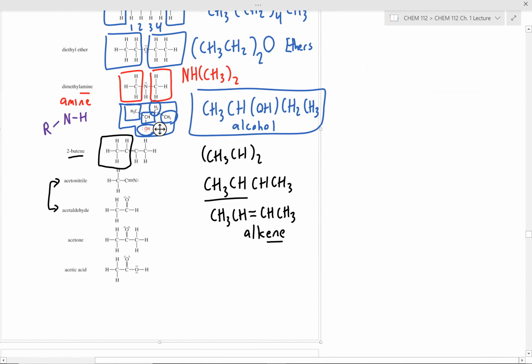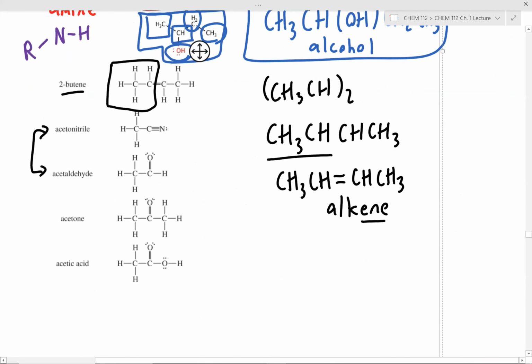So let me zoom in on those. The reason why I chose these examples is to give us as broad of a review of functional groups during this section as possible. So let's look at acetonitrile now, and allow me to switch pen colors.